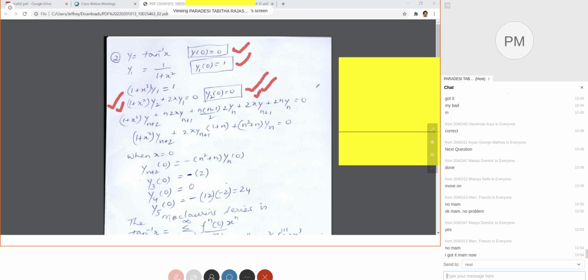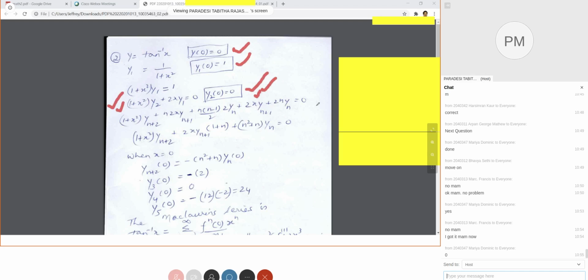Okay, next terms, will they come? Because your function was 2x, 2x as it is, derivative 2, the next derivative would have been 0. So that is why no more terms. This is how you apply Leibniz.